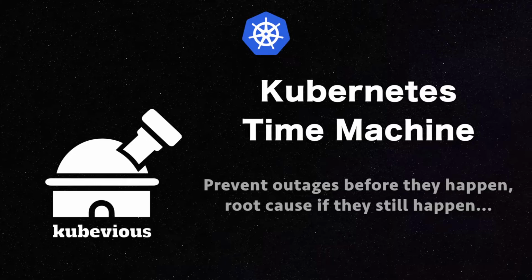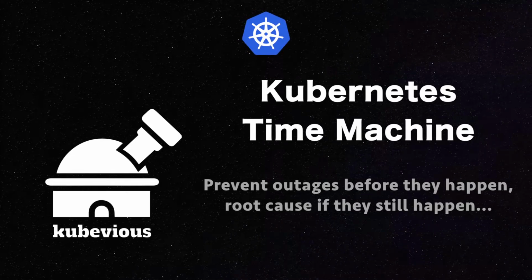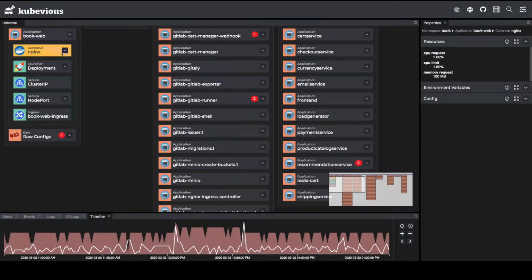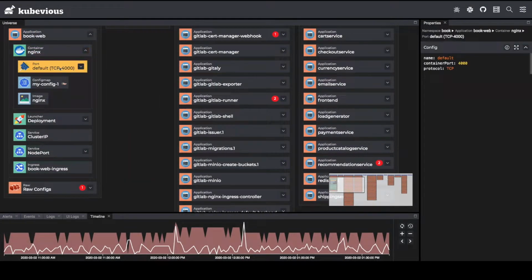I will assume you are familiar with deployment, pod, cluster IP, and node port service concepts. We are looking at a web service that is listening to port 4000. A few days ago, there was a misconfiguration with the cluster IP service.